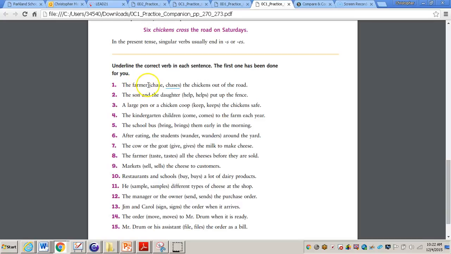So it says the farmer chases the chickens out of the road. So farmer is singular, therefore the verb needs to be singular. So remember, singular verbs have an s or es on the end. Plural verbs do not. So it does need to agree. Now for number 2, the son and the daughter help or helps put up the fence. Son and daughter, plural subject, so we need to underline help for the plural verb. Remember, a plural verb does not have an s or an es on the end.